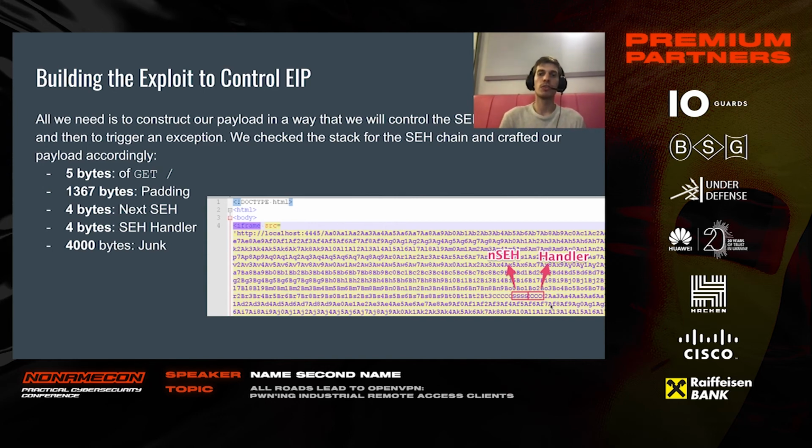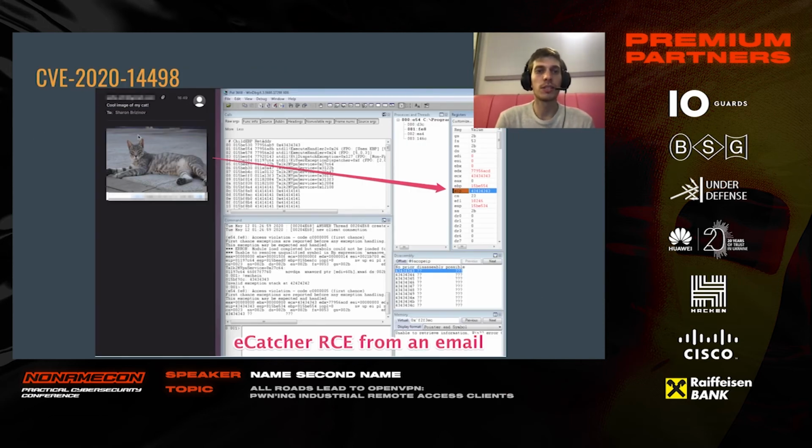So we carefully built this payload, so only these 4 bytes will be placed in a very exact place in the memory on the stack, and eventually through this image being presented on HTML or email, we got control of the EIP, and we could steal execution from the program and control the execution. So we had RCE just from an email being opened on the machine with the eCatcher client.